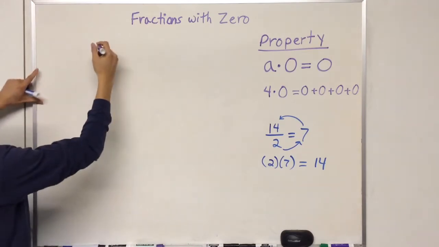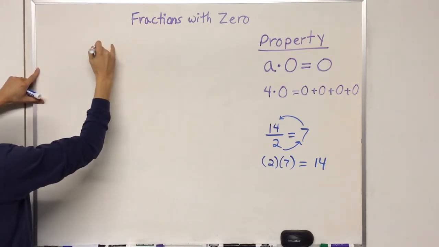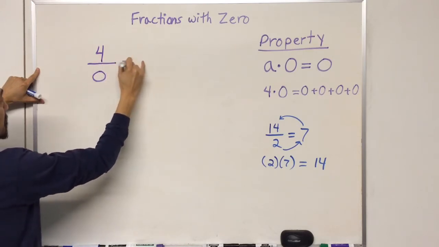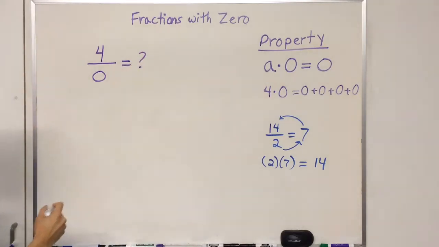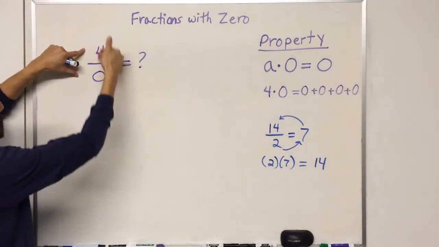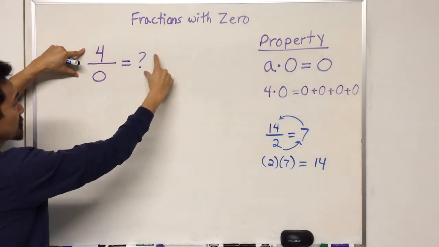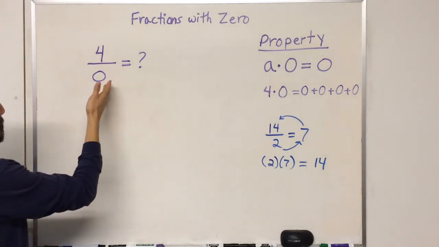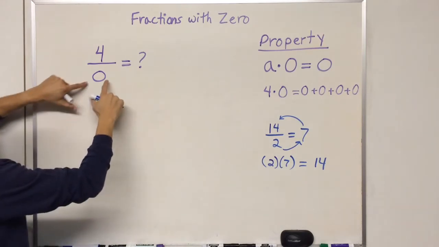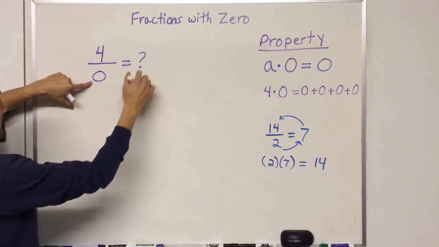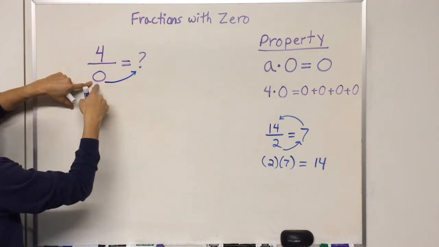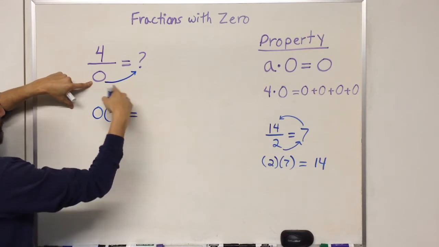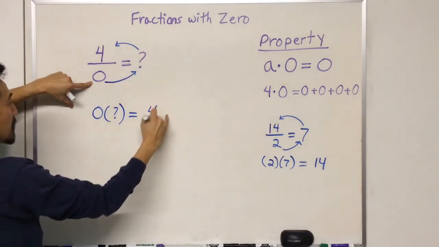So let's look at a fraction where the numerator is non-zero. Let's say 4 divided by 0, and let's say that we wanted to figure out what that was equal to. Okay? So when we perform any mathematical operation, we want our answer to be a real number. Okay? So let's do what we did with the other problem. Let's see if we can rewrite this as an equivalent multiplication. So you would have to take the denominator and then multiply it with the mystery number. Okay? And that should then give us the 4 on top.